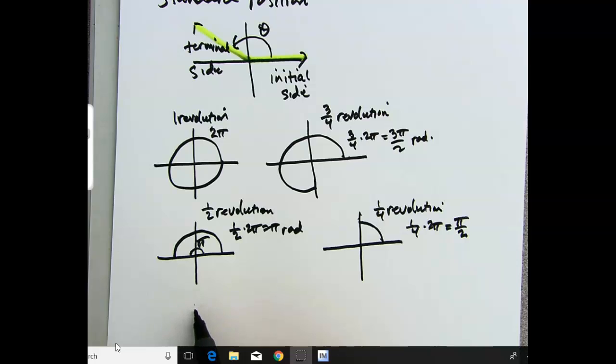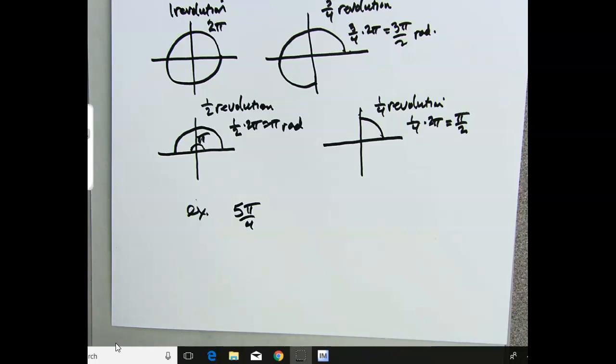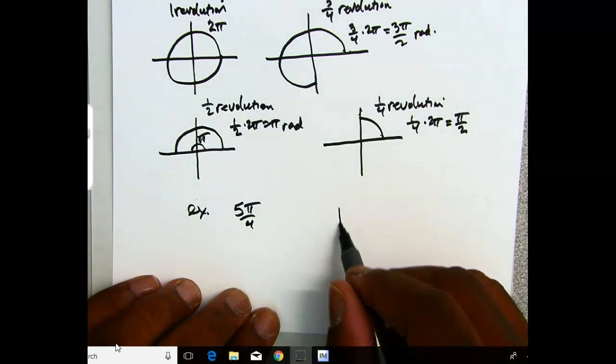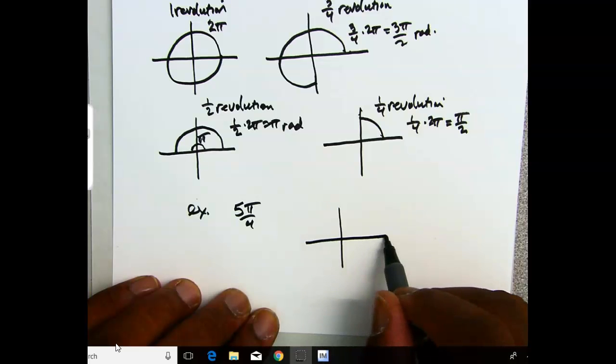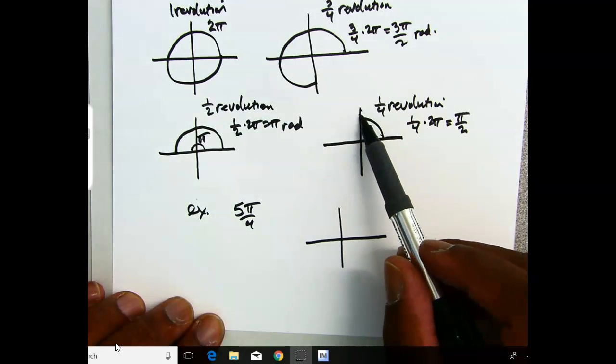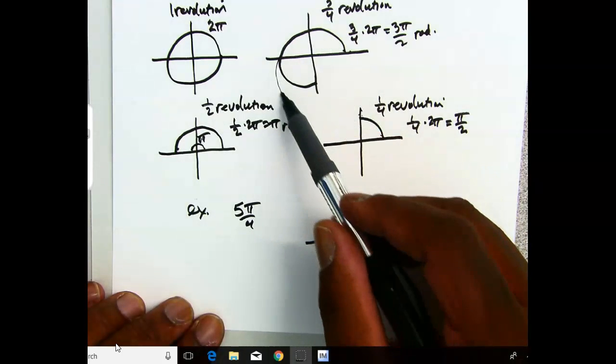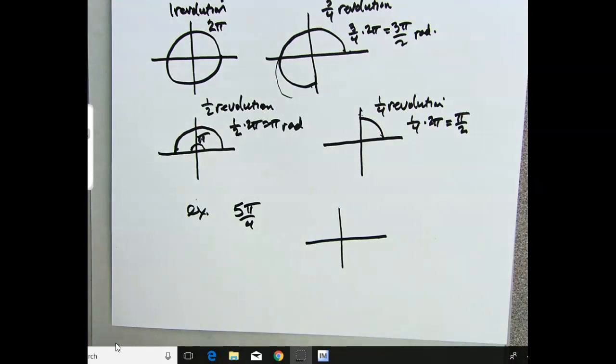How about if we wanted to graph 5 pi over 4? Where does that angle lie? What quadrant is it in? Okay, so here's what I know. 1/4 of a revolution is pi over 2. 1/2 of a revolution is pi. 3/4 of a revolution is 3 pi over 2, and 1 full revolution is 2 pi.